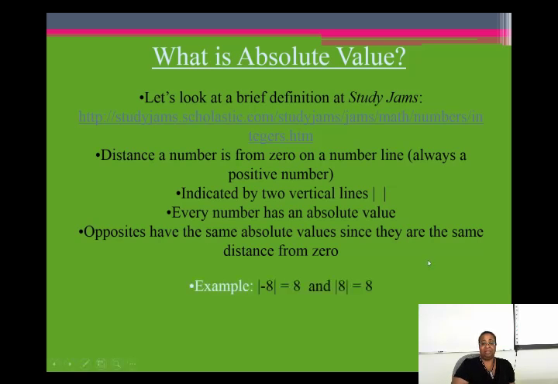So here is another example with the symbol. If I have the absolute value of negative 8, as you see right here, that value is 8. And the absolute value of positive 8 is also 8 because the distance from 0 is 8 in both cases. Another example, the absolute value of 50 is 50. And the absolute value of negative 50 is also 50 because they both are 50 spaces away from 0. That's what absolute value means.